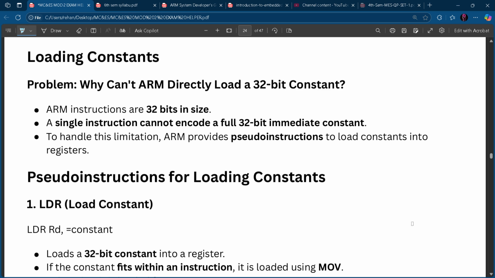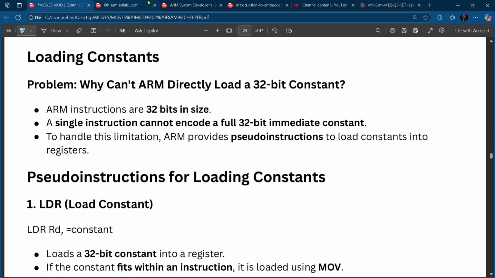Okay guys, so we are talking about loading constants. Loading a constant is actually a problem in ARM because it cannot load a constant directly. So to load the constant it uses a different method, where it uses the move instructions which I studied earlier in the chapter. Else it uses the load instruction.